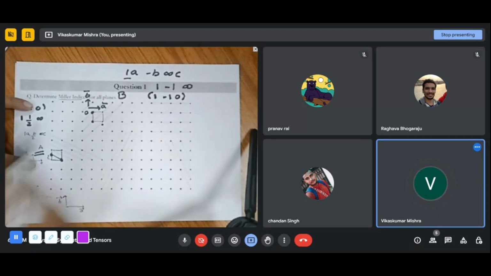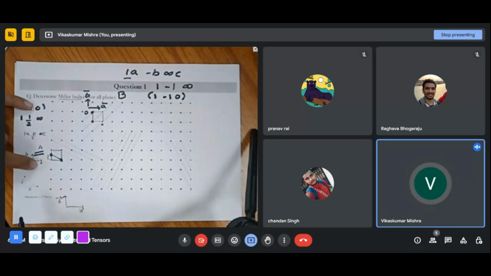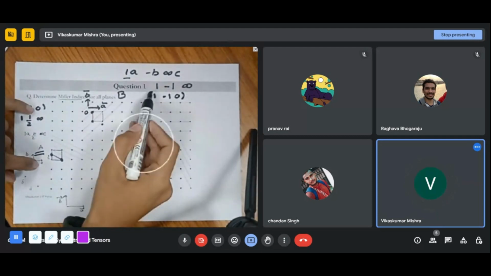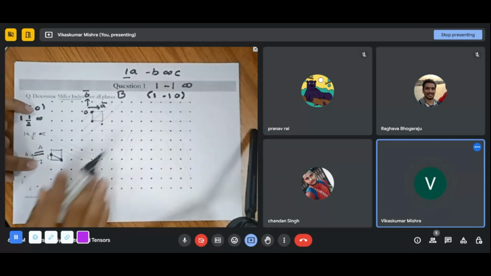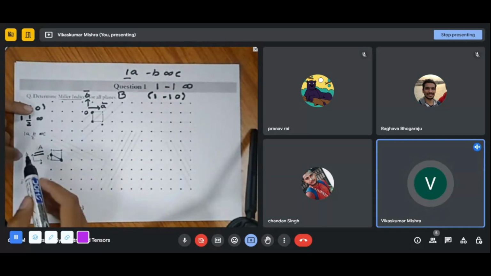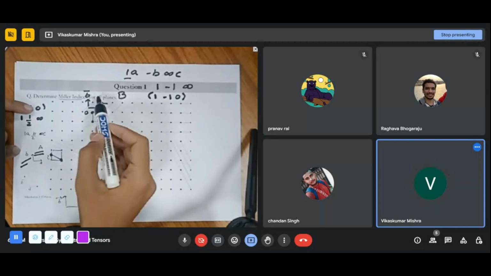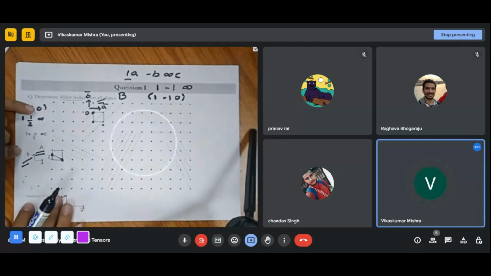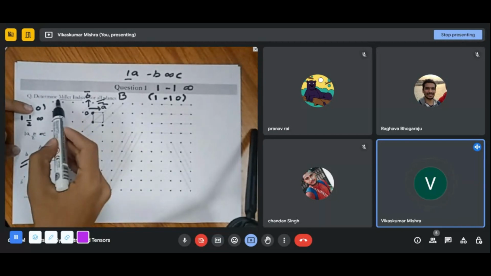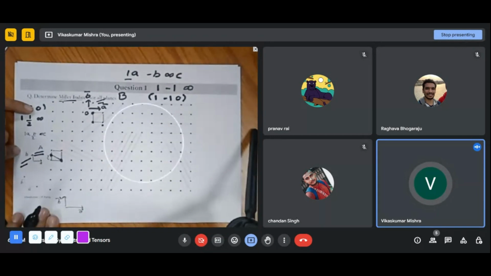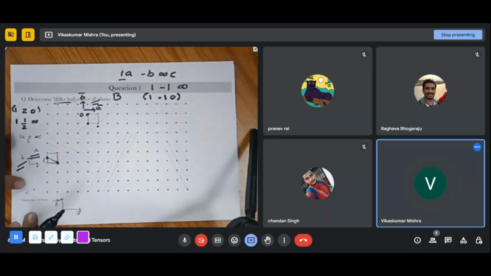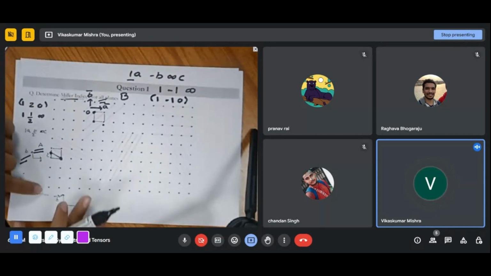We will enclose them in this bracket. Okay, and that's how we solve part A and part B, and we find the Miller indices. In a similar manner, we can go for the C also.